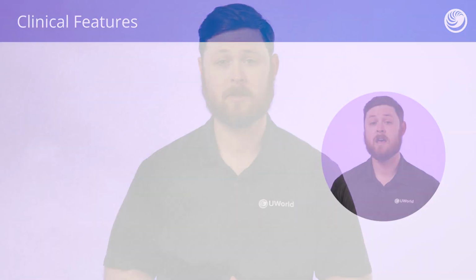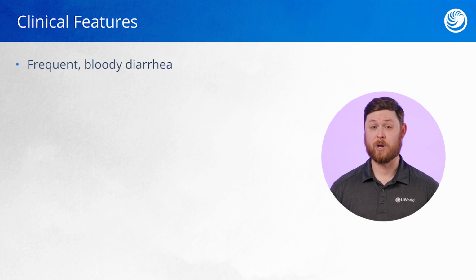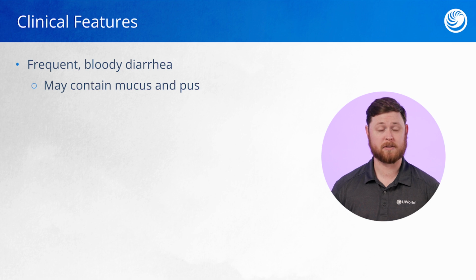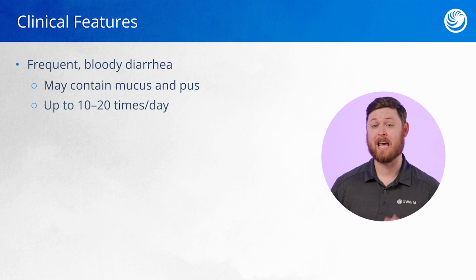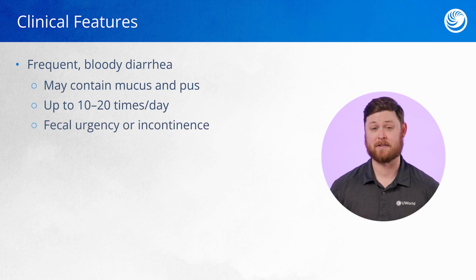Because the colon is primarily affected with ulcerative colitis, symptoms will be associated with that inflammation of the colon. Again, the colon is very important when it comes to water absorption within the gastrointestinal tract. Therefore, the client may have frequent and bloody diarrhea. Sometimes this diarrhea may contain mucus or pus. While certain individuals have less frequent episodes of diarrhea, severe inflammation can cause clients to have up to 10 to 20 episodes of diarrhea a day. When a client is having this much diarrhea, fecal urgency and incontinence can result.